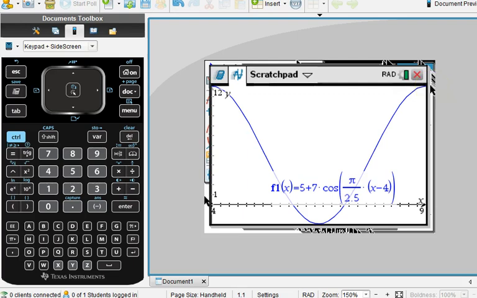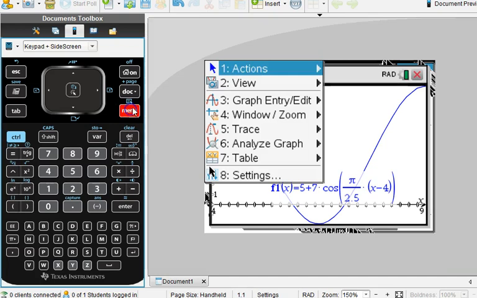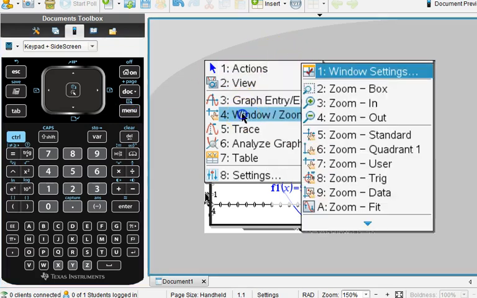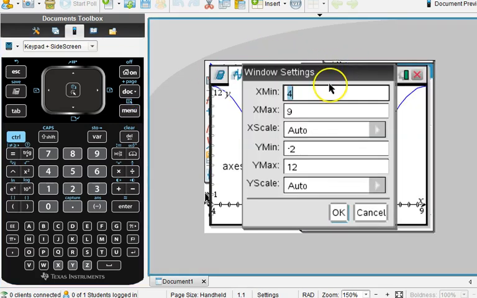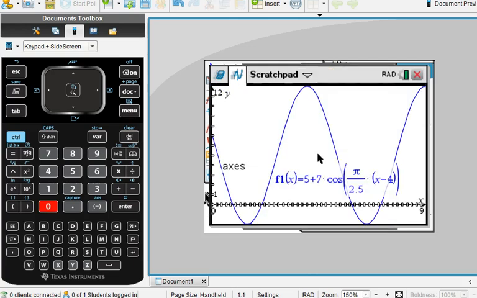Now if I wanted to see more, since I started at 0 on my paper, I can go change the window settings and change my x min to 0 so I can see sort of what it would look like going back down. So here's the cycle I drew right here, and then this would be the rest going down.